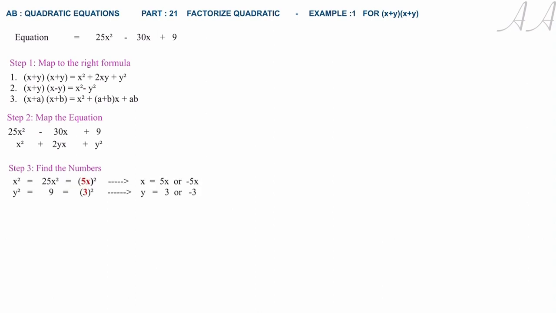Step 3 is finding the numbers. Since 25x squared is right above x squared, we can see that x squared is equal to 25x squared. But we just want x. So 25x squared's square root is 5x, and 9's square root is 3. So x could be 5x or negative 5x, and y could be 3 or negative 3.